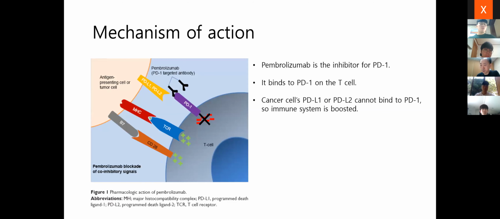Mechanism is, this targeted antibody, when in the human's body, binds to the PD-1, which is on the T cell's surface. Then PD-L1 or PD-L2, which is on the APC or cancer cell, cannot bind to the PD-1 on the T cell's surface. So the T cell can kill the tumor cell or APC.